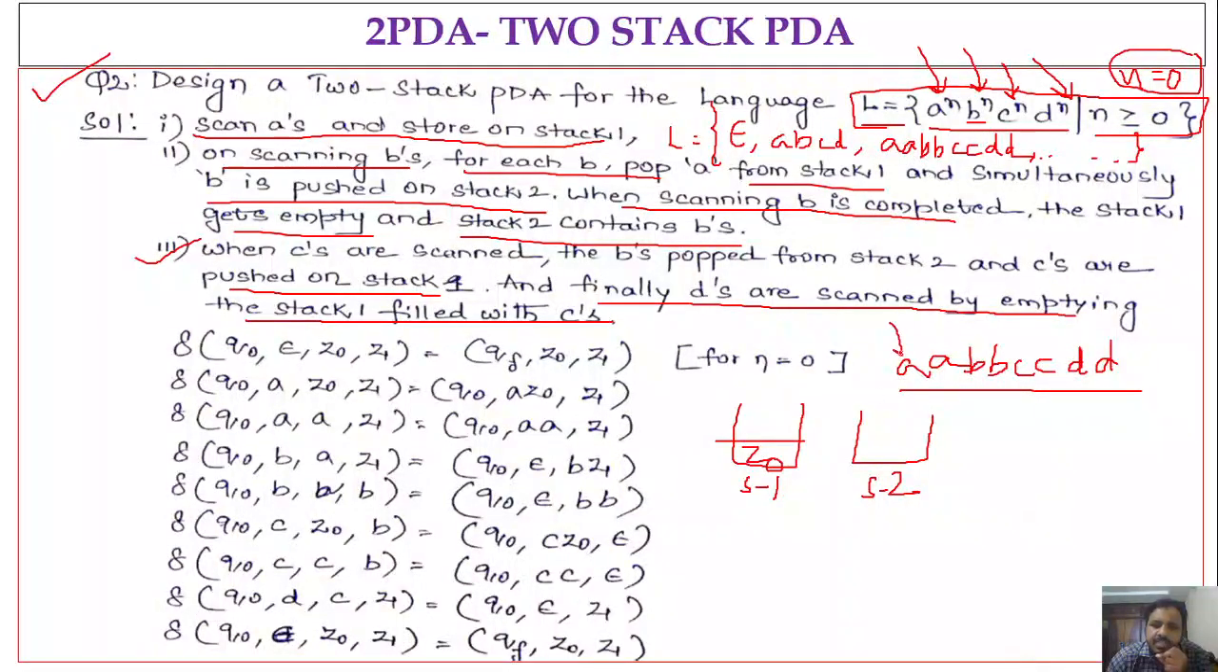So first input is a, so push a onto the stack. Next input is a, push a onto the stack 1. Okay. Next one. So next input is b. So the moment we get b, pop stack 1 and simultaneously push b onto the stack 2. So let me take the bottom of stack 2 as Z1. So I am pushing b, and popping this stack 1. Next input is b. So pop stack 1 and push b onto the stack 2.